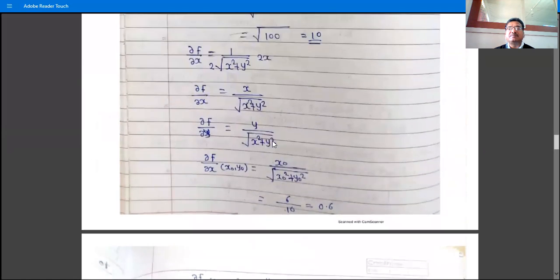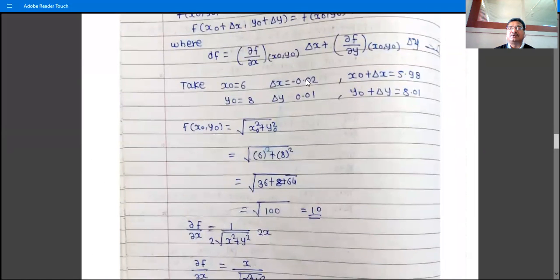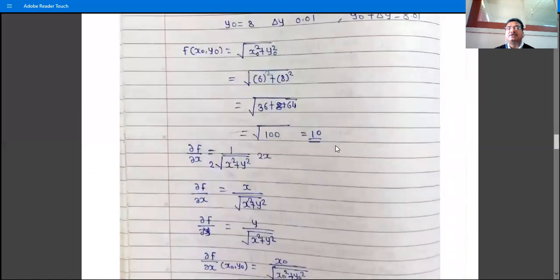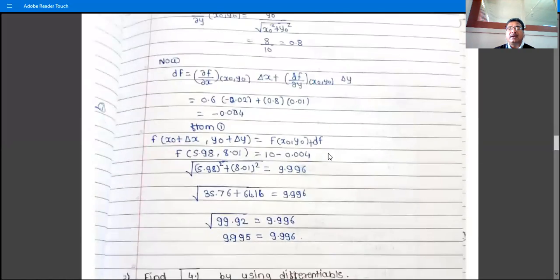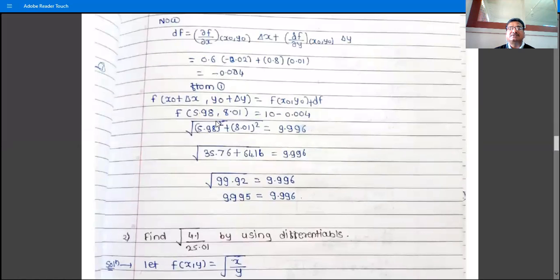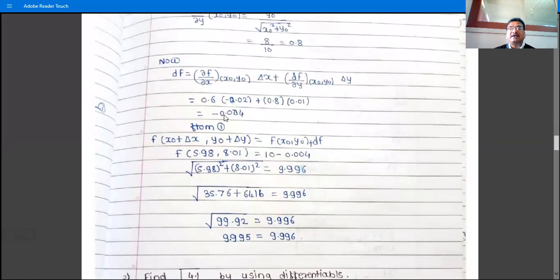Then delta x is minus 0.02, plus ∂f/∂y at (x naught, y naught) is 0.8. This value 0.8 into delta y is 0.01. And we have, this is df. Then df is minus 0.004.